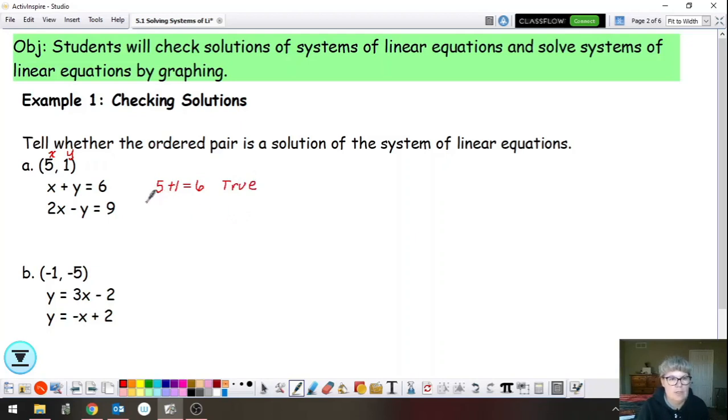So let's check in the next equation. Does 2 times 5 subtract 1 equal 9? Well, that ends up being 10 minus 1 equals 9. That is also true. Therefore, the point (5, 1) is a solution.